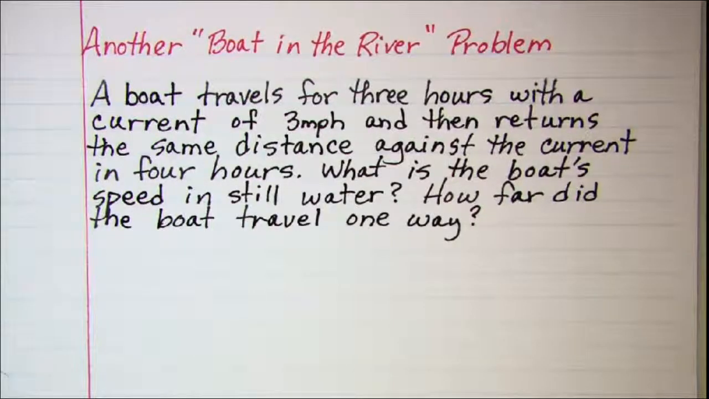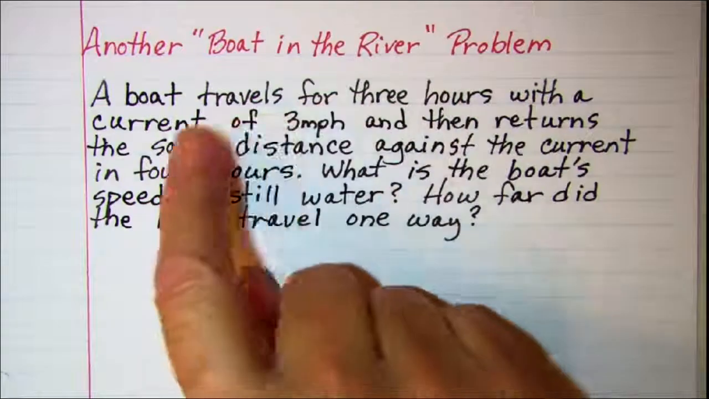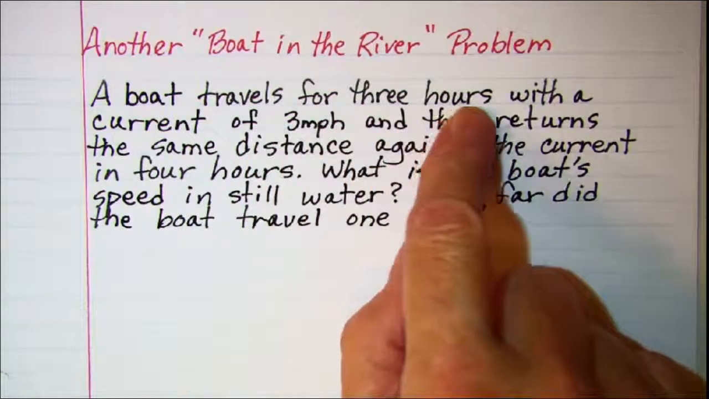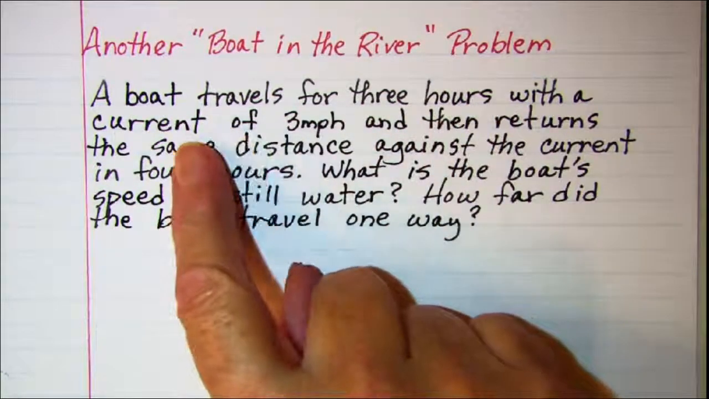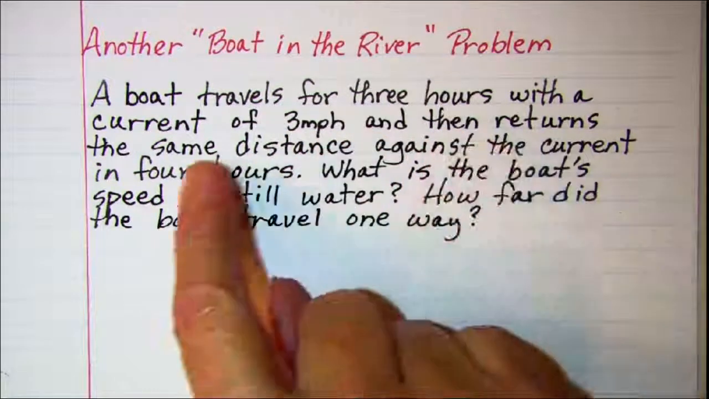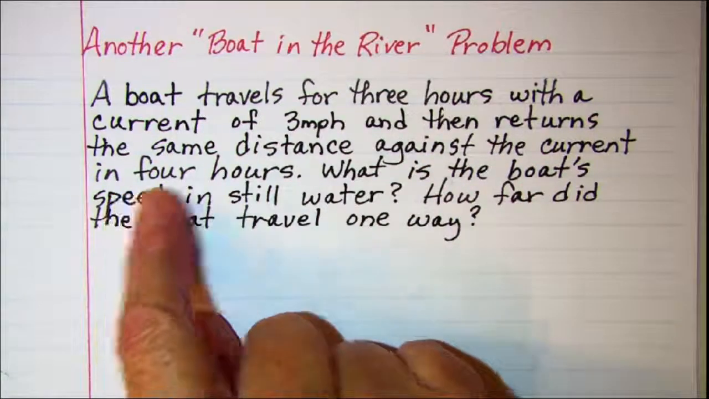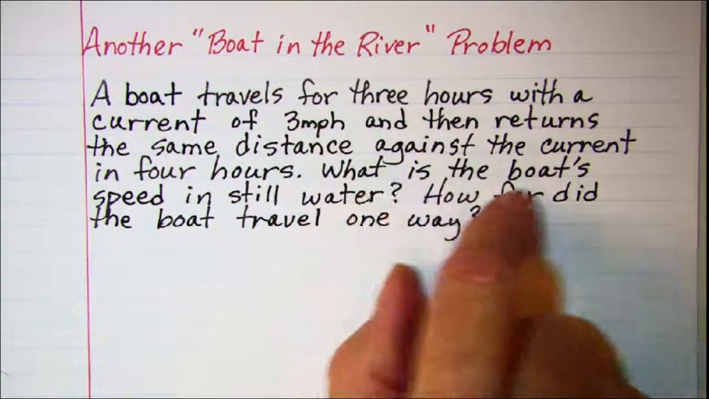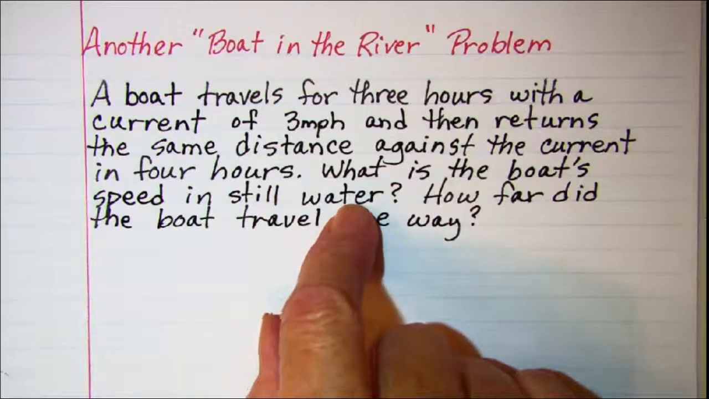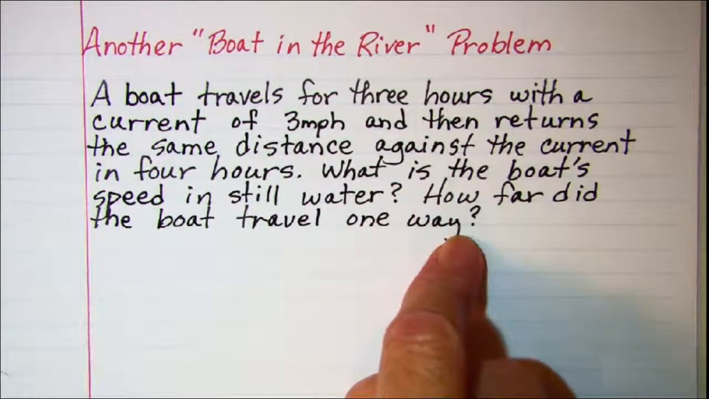In this video, we'll be solving another boat in the river problem. A boat travels for 3 hours with a current of 3 miles per hour and then returns the same distance against the current in 4 hours. What is the boat's speed in still water? And then how far did the boat travel one way?